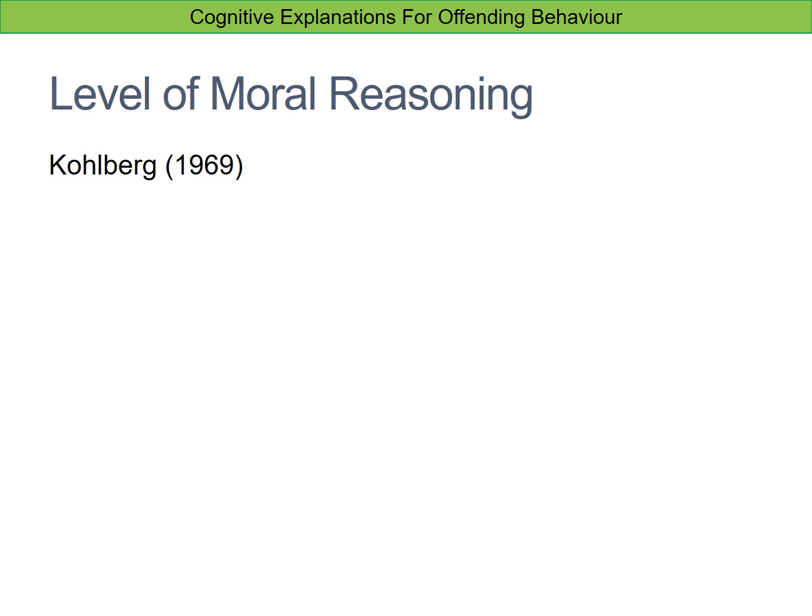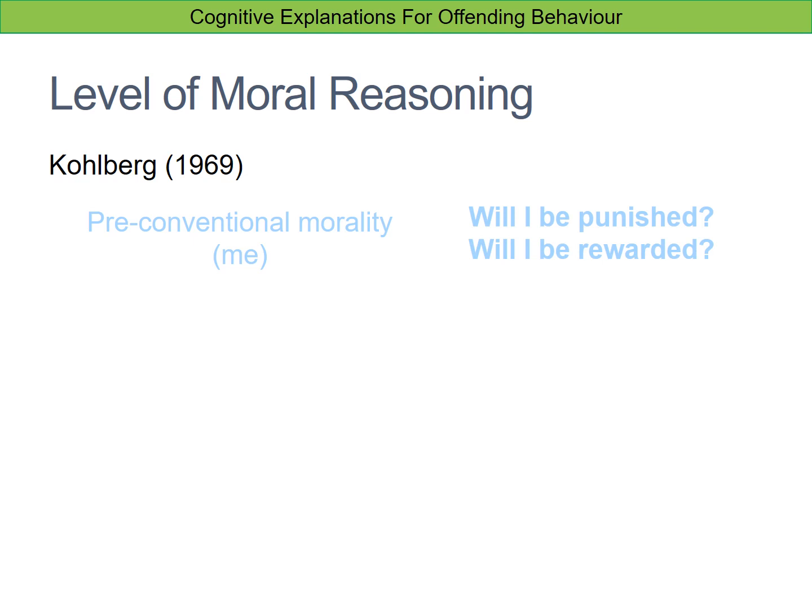This was a theory which was proposed by Kohlberg in 1969, and he suggested that everybody, when you're younger, you go through moral development in the same way you would go through physical or intellectual development. And he said that there were 3 stages to this development of moral reasoning. So the first stage he called pre-conventional morality, and this was focused around the self. So somebody at this level of morality would ask questions such as, will I be punished or will I be rewarded, in order to decide whether or not they should carry out a particular action.